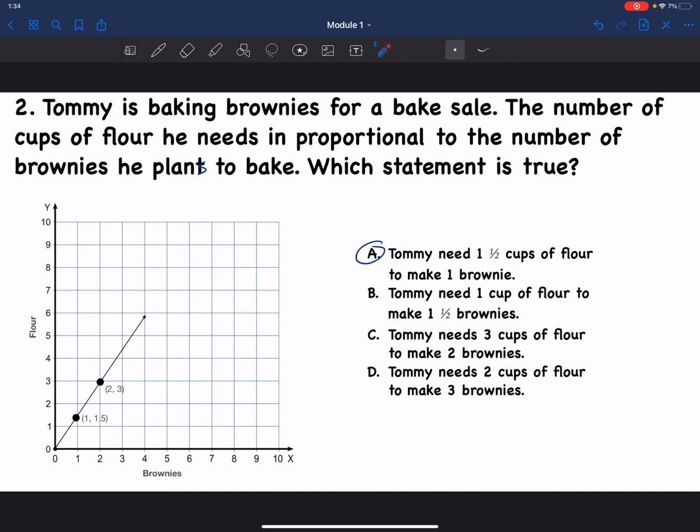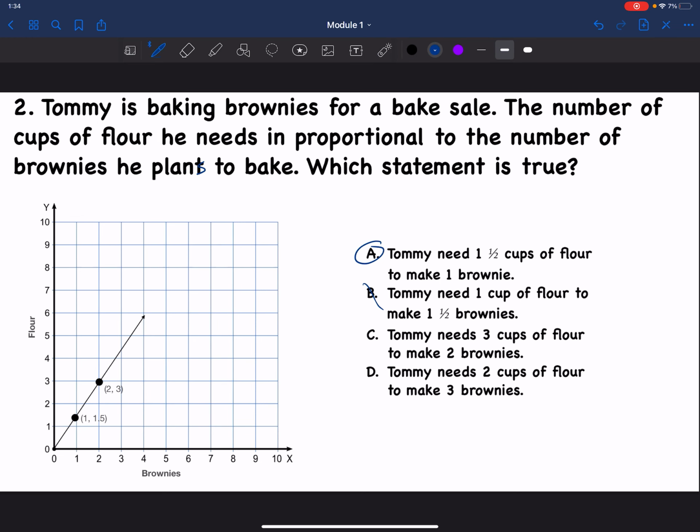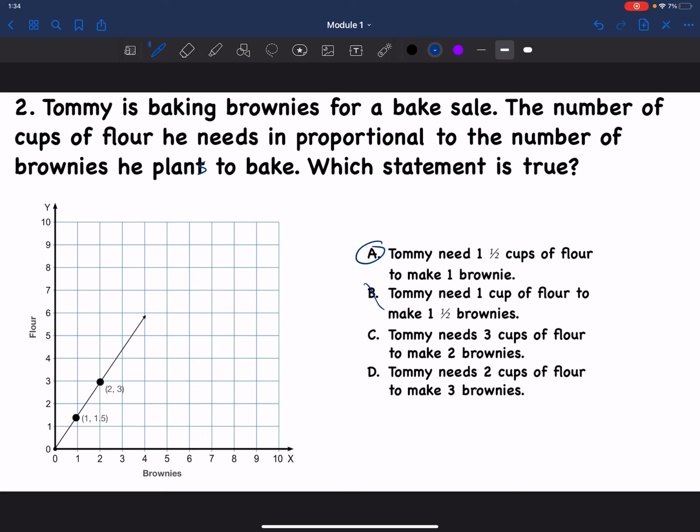Okay, let's look at the next one. Tommy needs 1 cup of flour to make 1.5 brownies. So that doesn't line up with 1.5. So that's not true. Tommy needs 3 cups of flour to make 2 brownies. So 3 cups of flour and 2 brownies do line up right there.